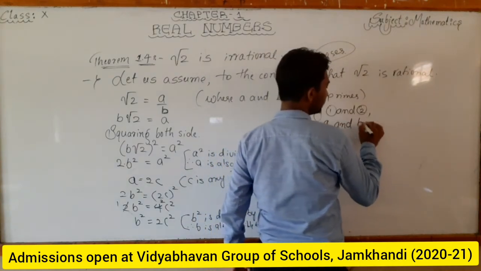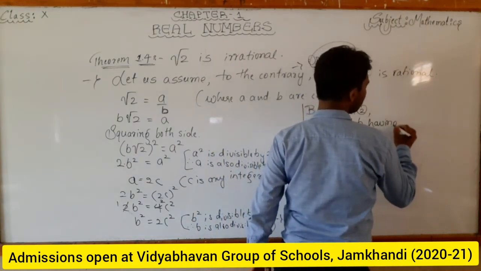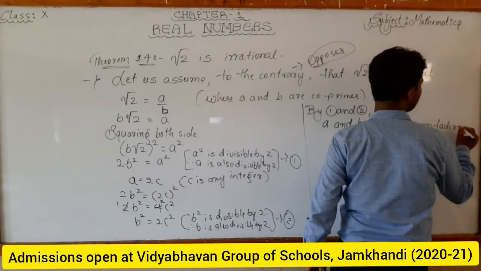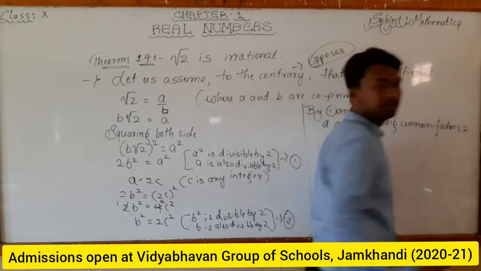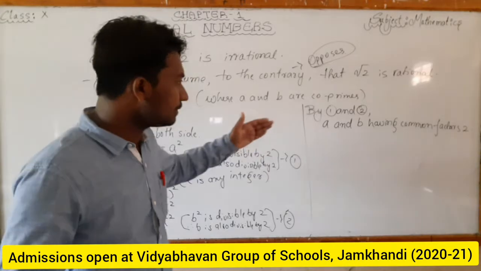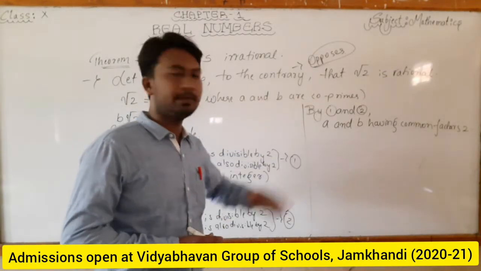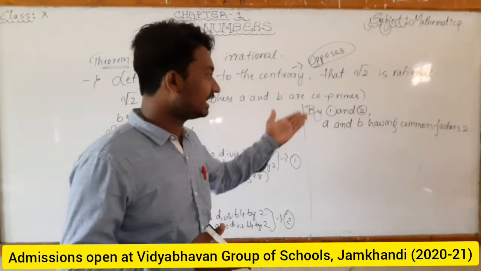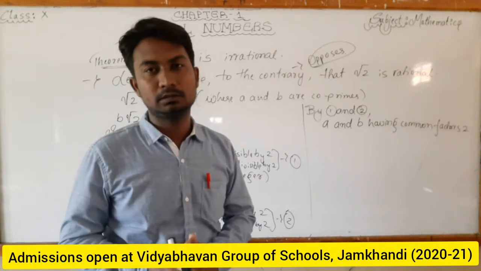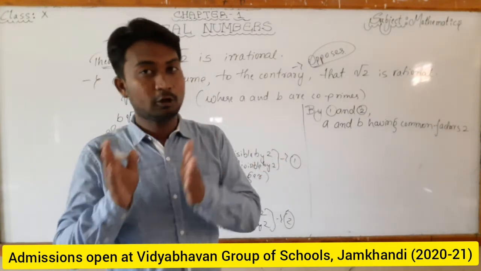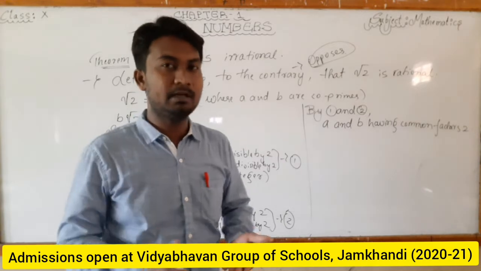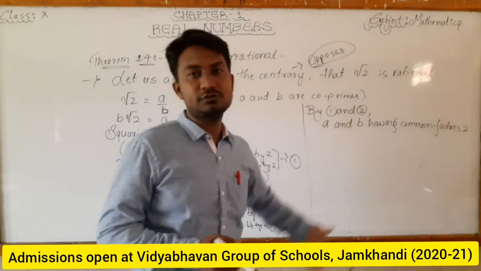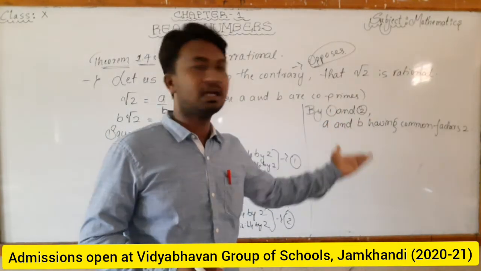A and B having common factors 2. See students, if A and B having common factors 2, it means A and B both are composite numbers. Because what is a composite number? Composite number means having common factors other than 1. If it has the common factor 1, that is a prime number. In prime numbers, the common factor is 1. If A and B both have common factors 2, then A and B both are composite numbers.